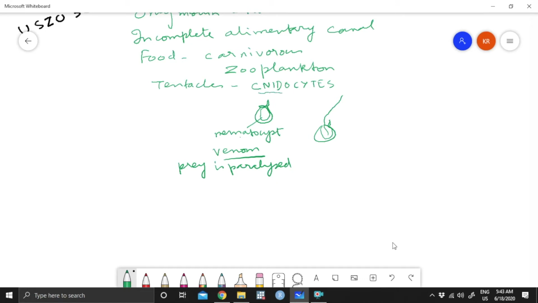Now note that the cells over here are called cnidocytes. Therefore it is included in phylum Cnidaria. In all these cases I am not pronouncing the letter C, therefore it is included in this phylum called Cnidaria. So this is one of the names of the phylum, Cnidaria, on the basis of tentacles over here.